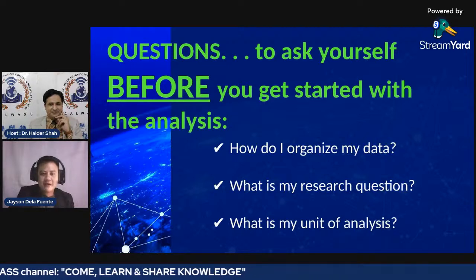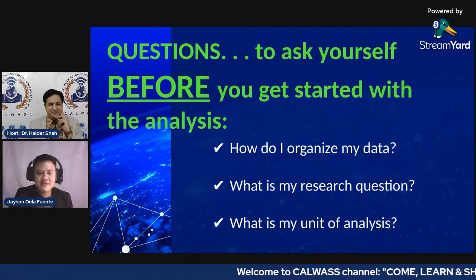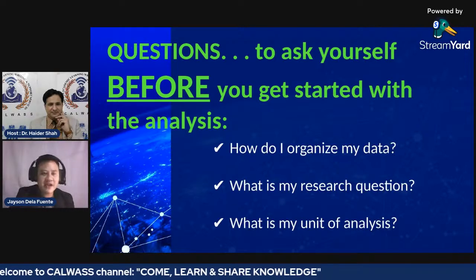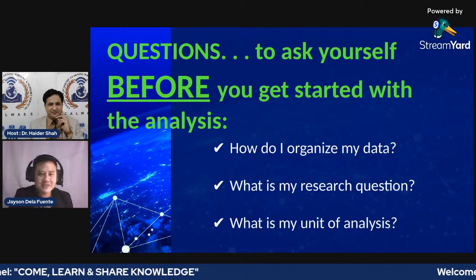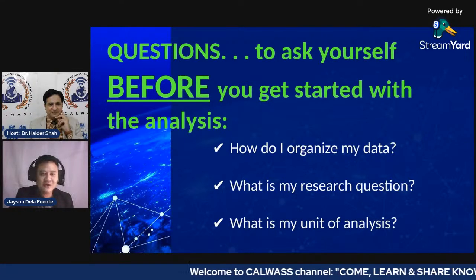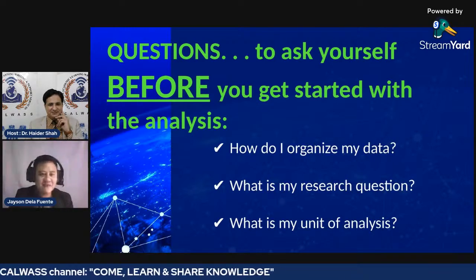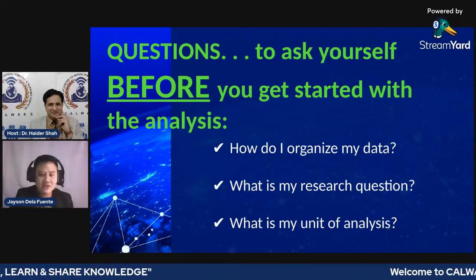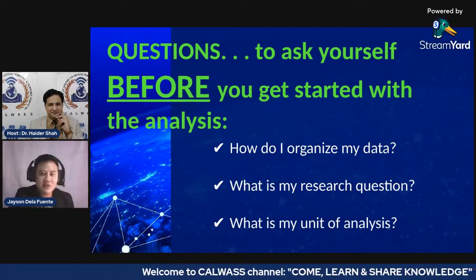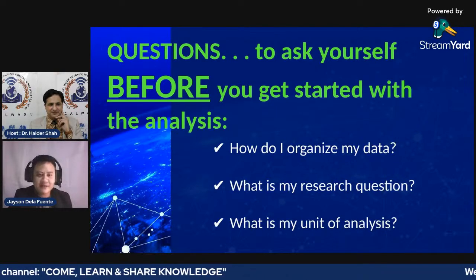What questions may come to our minds before we start doing the analysis? First, how are you going to organize your data? As researchers, we are expected to be good managers, or excellent in organizing data, because data is very important. We cannot come up with our findings or results if we don't have data. Everything relies on the data that we gathered. So data is very important, and organizing data is important to have very good findings.